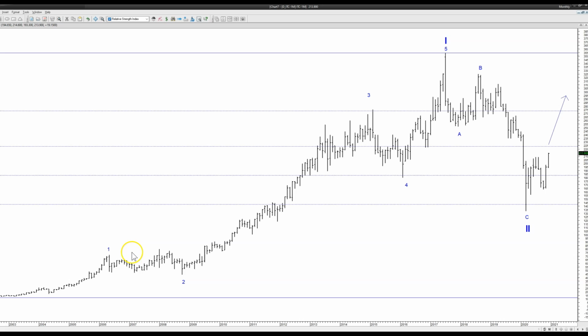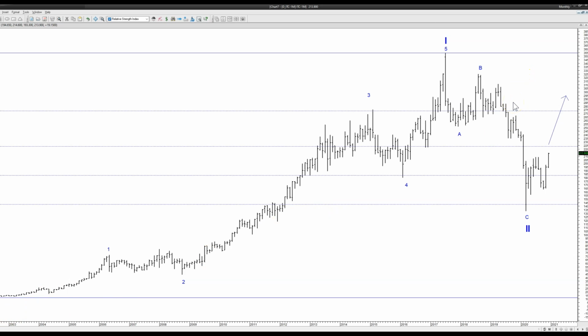And this was a nice impulsive rise, following which it started to decline. And it declined in three waves, which I will label ABC, to a low of 130 rupees in March. Now, this decline actually retraced 61% of the previous rise.